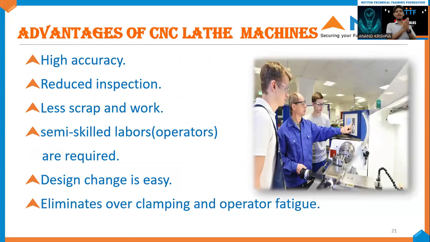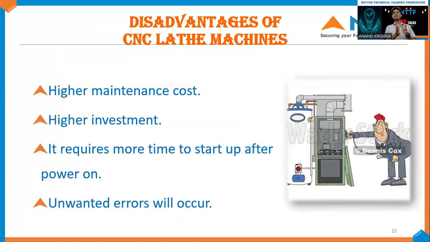And the next part, advantages. A CNC lathe machine is highly accurate and reduces inspection. It produces less scrap and waste. A semi-skilled worker can simply operate a CNC lathe machine. Changing a design on a CNC lathe machine is very easy. It can also eliminate overclamping and operator fatigue. Next one, the disadvantages of the CNC lathe machine. Maintenance and investment cost of a CNC lathe is very high. It requires more time to start up after power on, and this affects the production time. Unwanted errors can occur while we are entering a program.